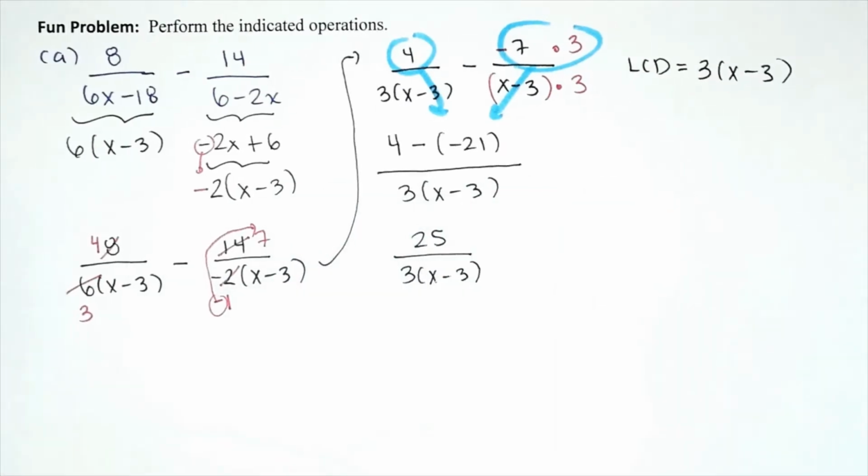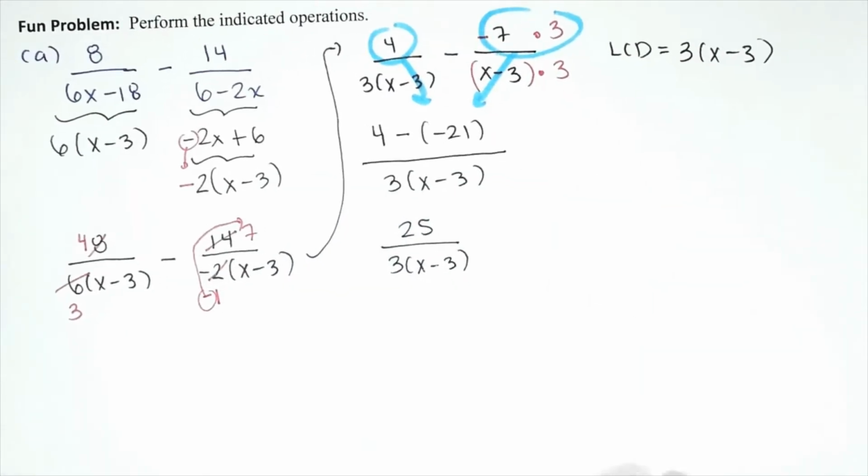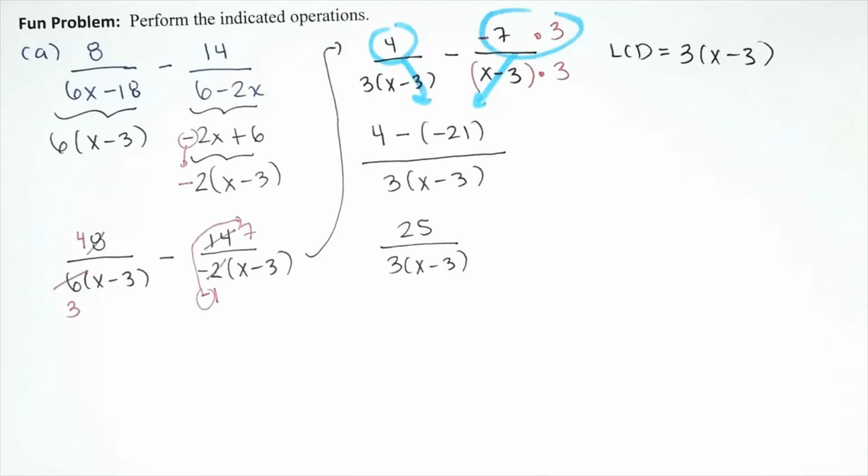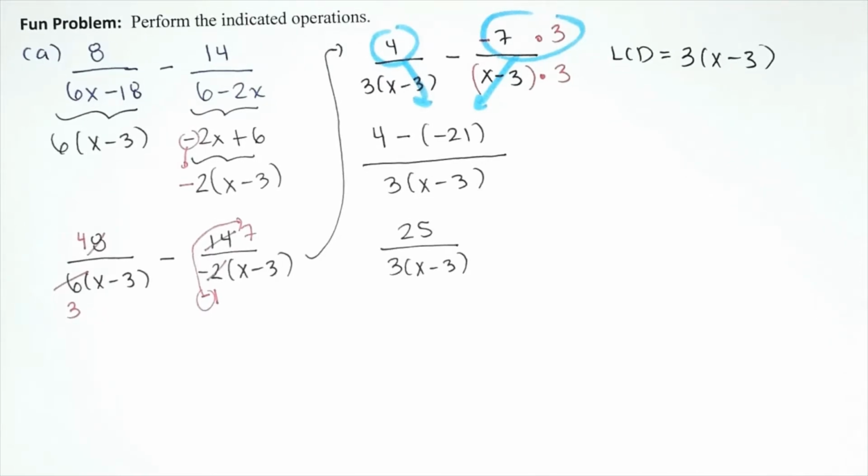So the question that I'm going to ask myself is the same one when it comes to fractions or rational expressions. Is this bad boy reduced? And the answer is yes, because there's nothing I can cross cancel the 25 with.